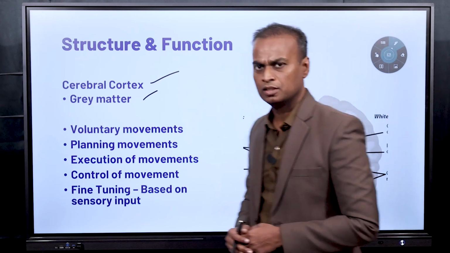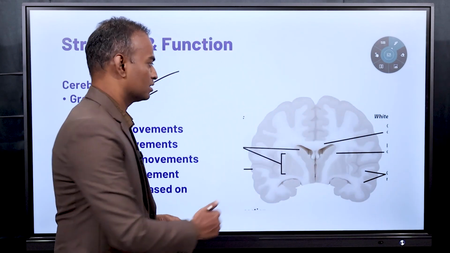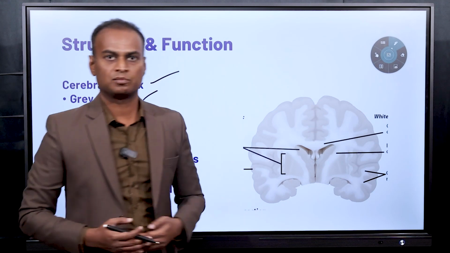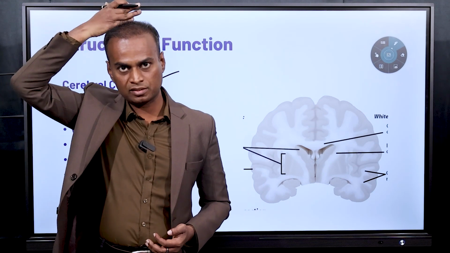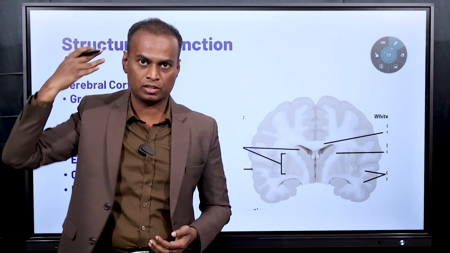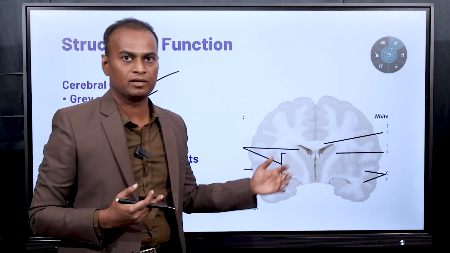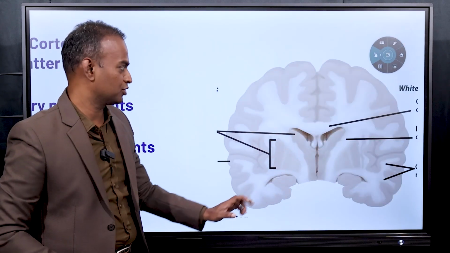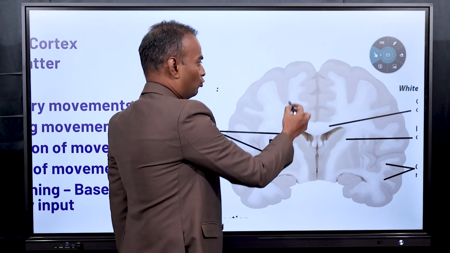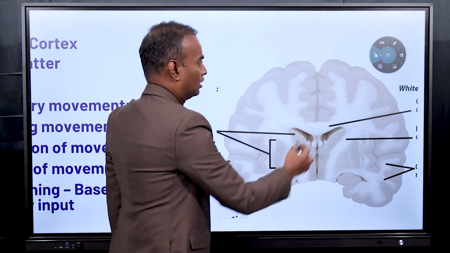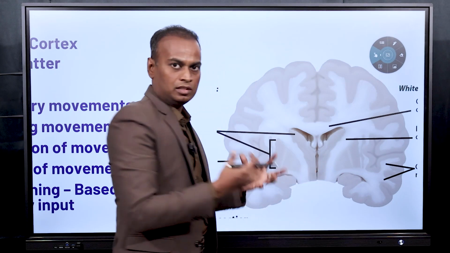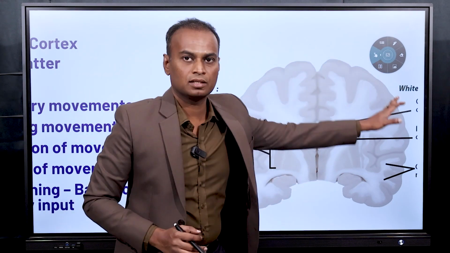What is cerebral cortex? Cerebral cortex is the gray matter. See, this is the cross section of the brain. I'm standing here and think that my brain is cut exactly in this coronal section, and I see the brain. You can see here, this is the brain structure. See, this is all white inside, and outside is gray.